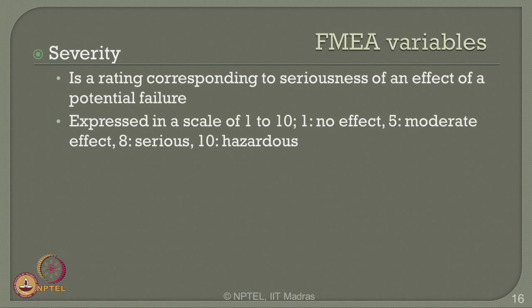So, the moment I say rating, you must understand that I am trying to quantify the consequence in terms of a number. Therefore, you need a scale. It is generally expressed on a scale of 1 to 10, where 1 means the failure of this component has no effect on the overall system at all, whereas 10 out of 10 tells me that the failure of this component is going to be most hazardous for the entire mechanical system. So, on a scale of 1 to 10, 1 can be no effect, for example 5 can be moderate effect, 8 can indicate serious and 10 can be most hazardous.